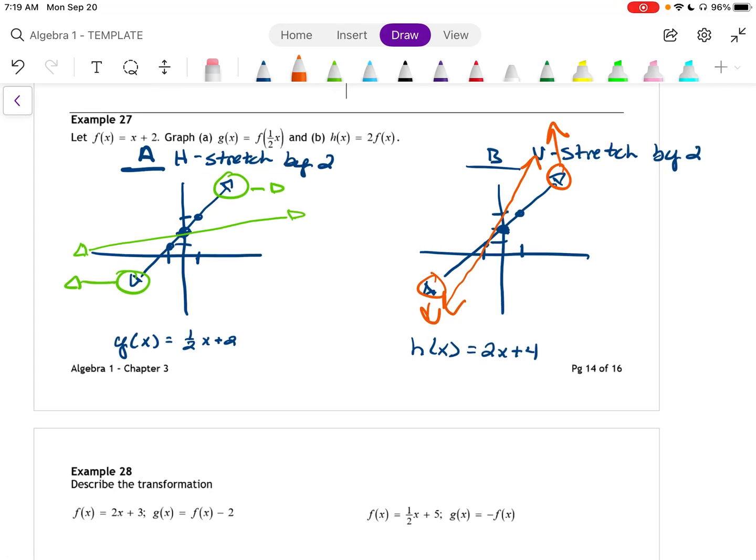Now, the way that I got these functions that I wrote here at the bottom is that I plugged them back into the function f. f of 1/2 x says put a 1/2 x anywhere there was an x. So I put a 1/2 x there instead of a plain old x. For h of x here, it says 2 times f. So this was 2 times x plus 2, and then when you distribute the 2, you get 2x plus 4. For stretches, you normally don't just count over. You normally do another t-chart and graph them that way.